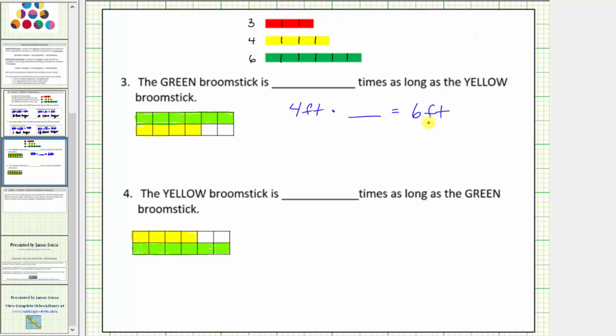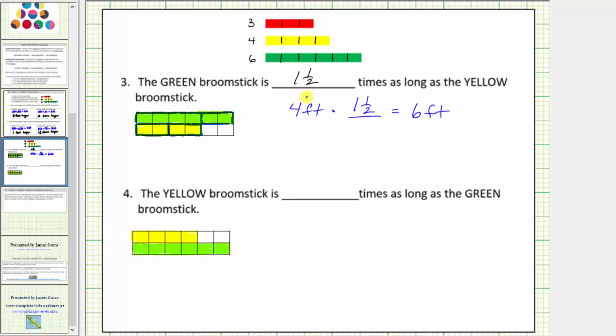To answer this question, we can ask ourselves how many copies of 4 are in 6. So here's 1 4. So notice how there's 1 4 in 6, but we need 2 more to make up 6, and notice that half of 4 is 2. So this will be another half of 4. So there's 1.5 copies of 4 in 6, which means 4 feet times 1.5 is equal to 6 feet, and therefore the green broomstick is 1.5 times as long as the yellow broomstick.